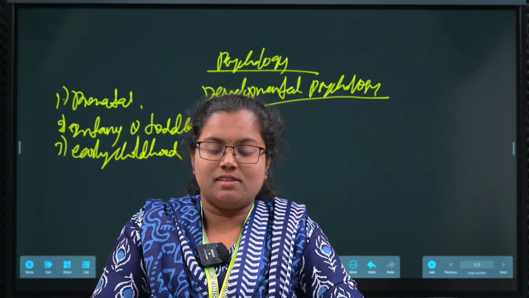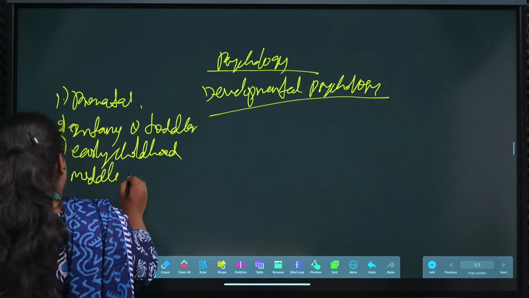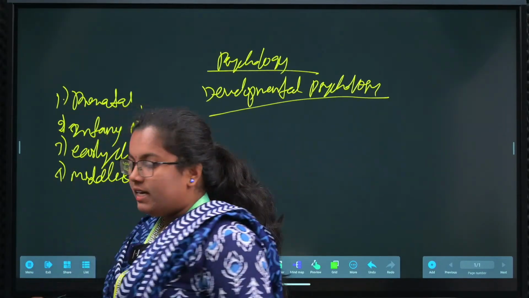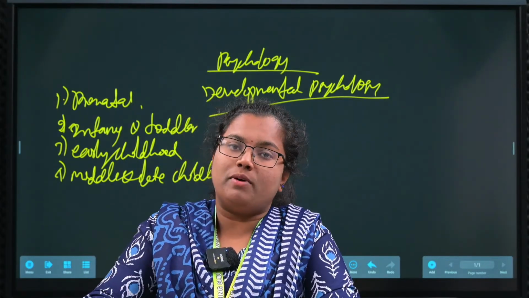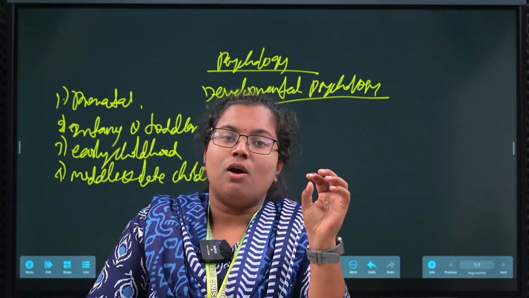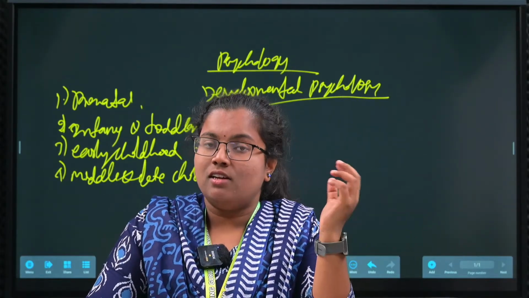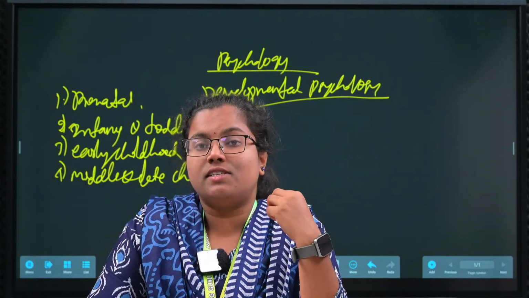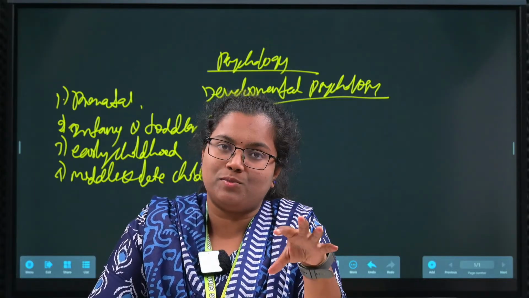The next one is middle and late childhood. Middle and late childhood starts from 6 years to puberty. In this duration, the child is involved in academic activities. They show interest towards their study and start going to school. Their sensory motor skill development takes place in this duration.